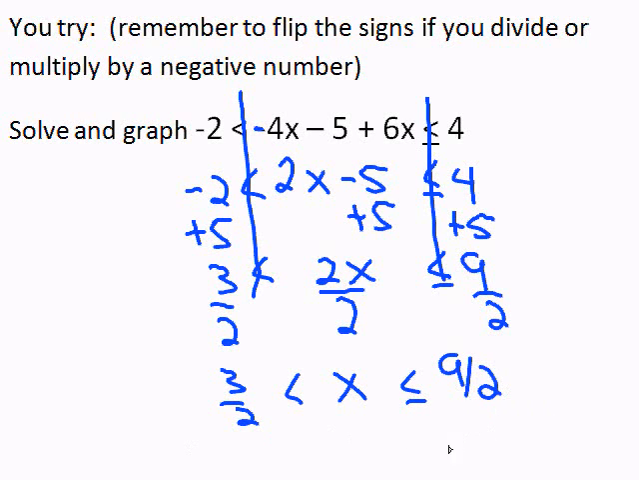We can then draw our number line and graph all the solutions to the inequality by plotting our two numbers from our inequality. Since x is bigger than 3/2, we use an open circle. Since x is less than or equal to 9/2, we use a closed circle. And since our x is between those two values, we shade all the values in between because all those values are solutions to the inequality.